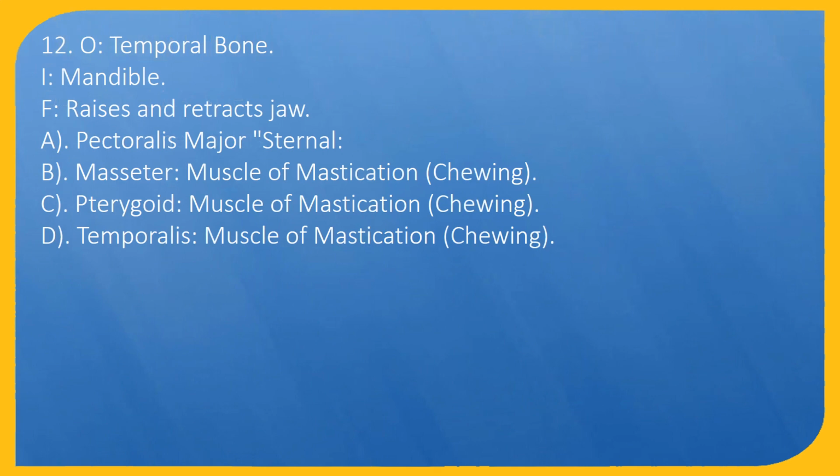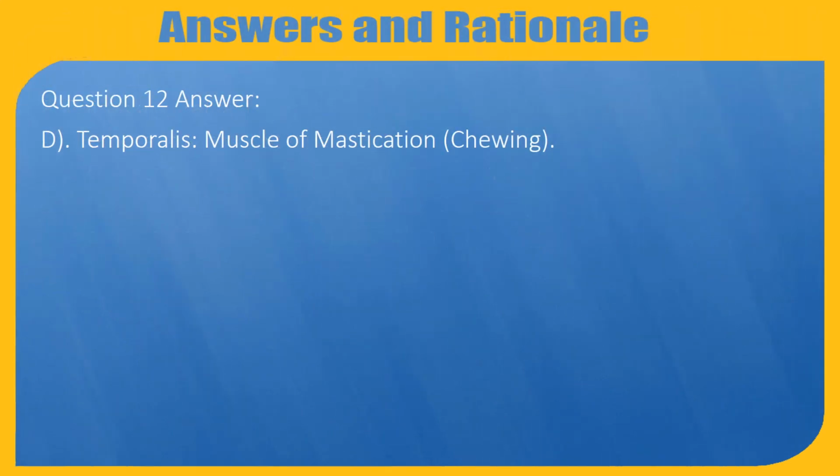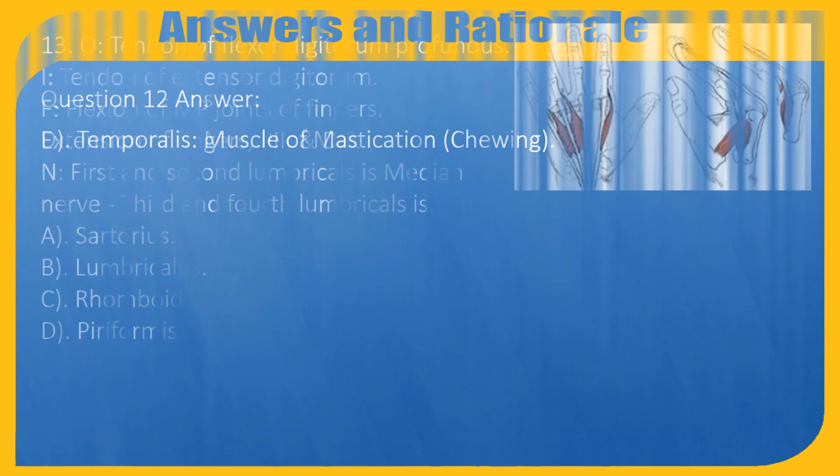Question 12: O. Temporal bone. I. Mandible. F. Raises and retracts jaw. A. Pectoralis major, sternal. B. Masseter, muscle of mastication, chewing. C. Pterygoid, muscle of mastication, chewing. D. Temporalis, muscle of mastication, chewing. Question 12 answer, D. Temporalis, muscle of mastication, chewing.